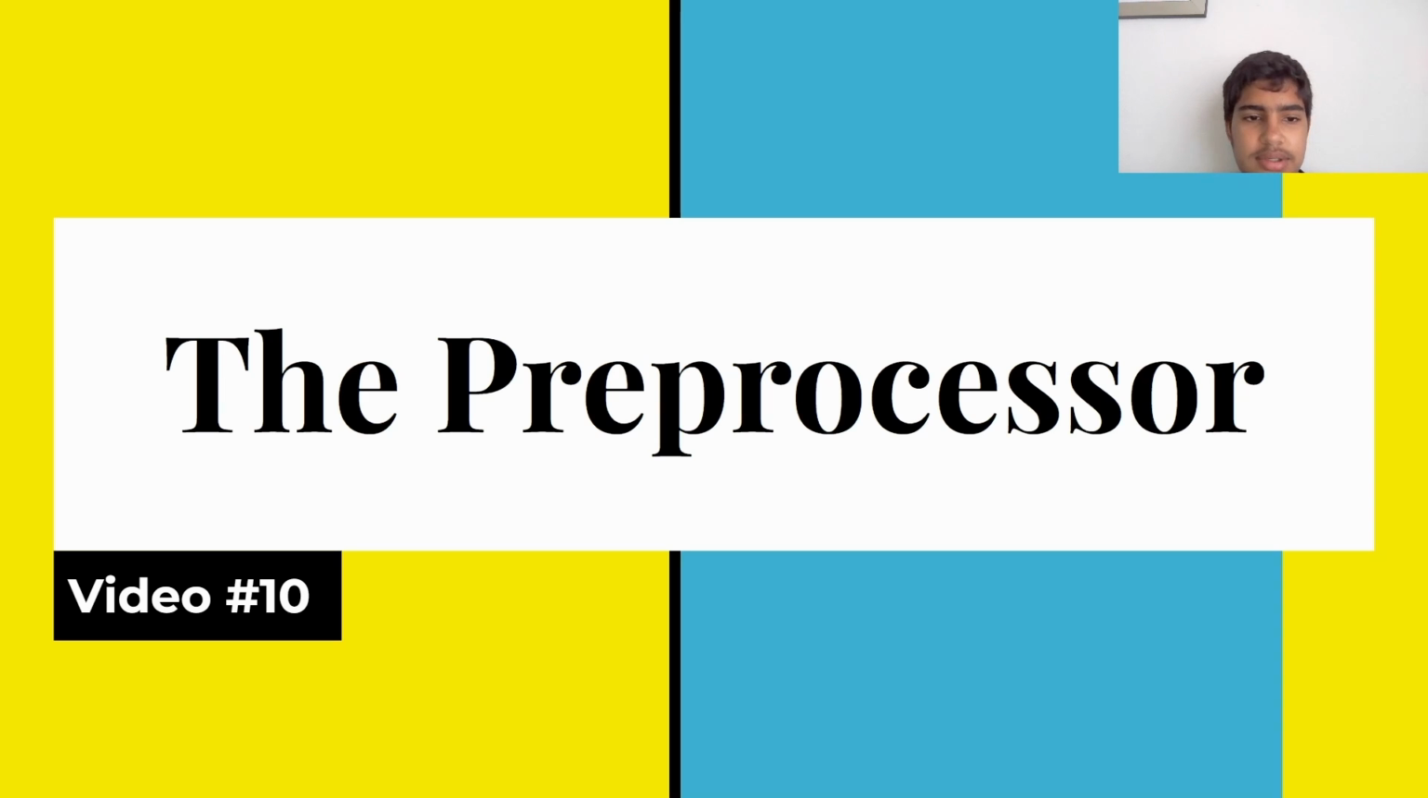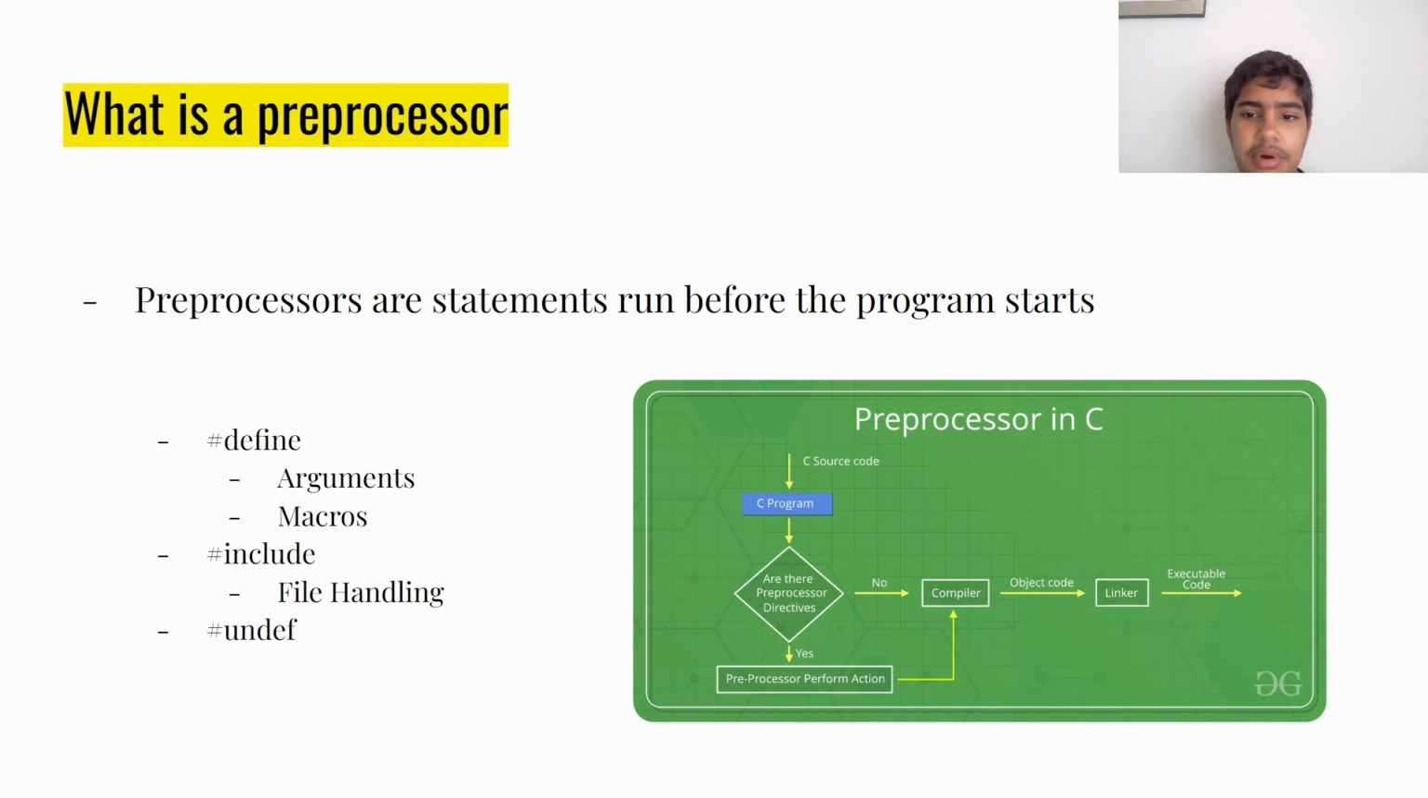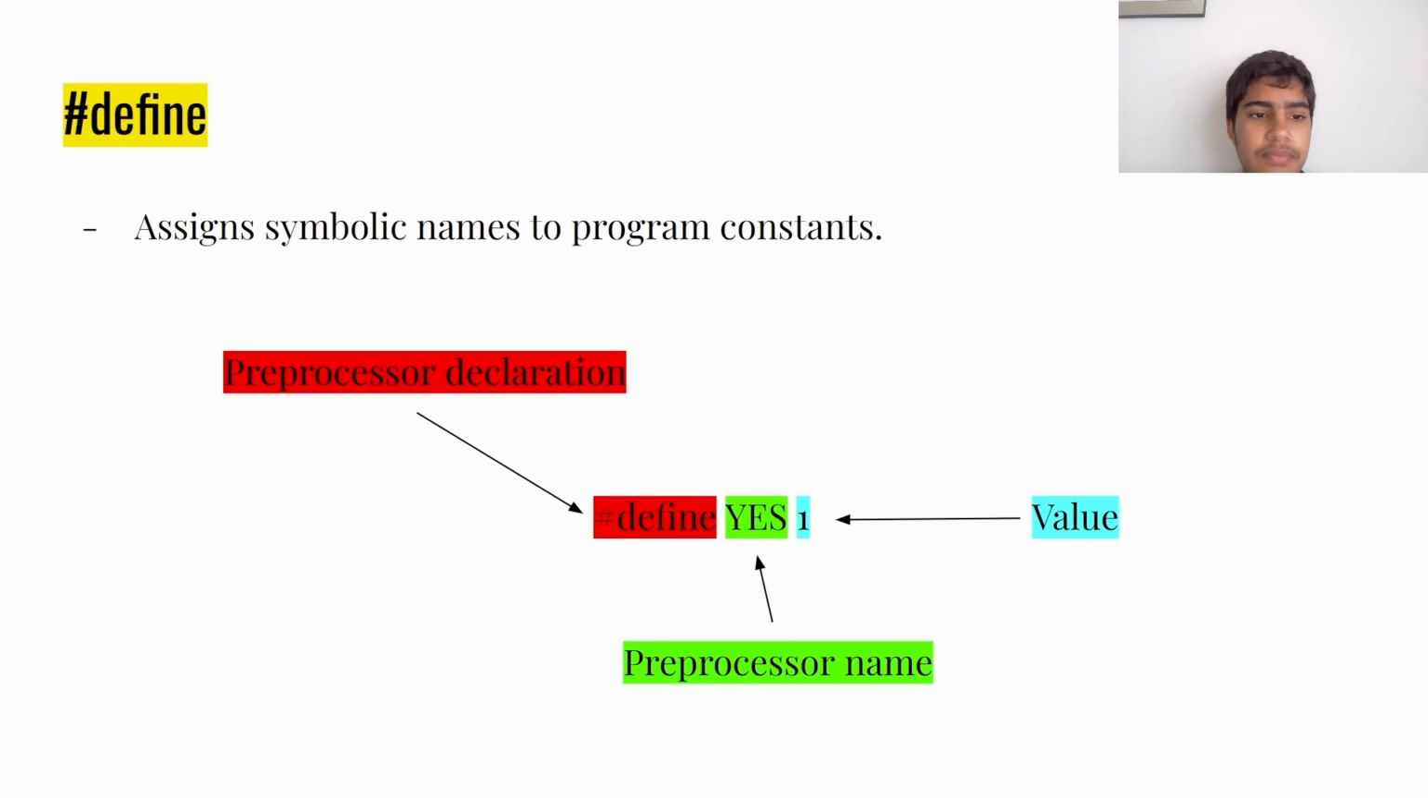Learning about the preprocessor. So what is a preprocessor? Preprocessors are statements that are executed before the other statements in the code are executed. So they basically define constants and macros, just like the previous constants in C. So first off, we have the hashtag define. The hashtag define assigns symbolic names to the program constants to be later used as constants.